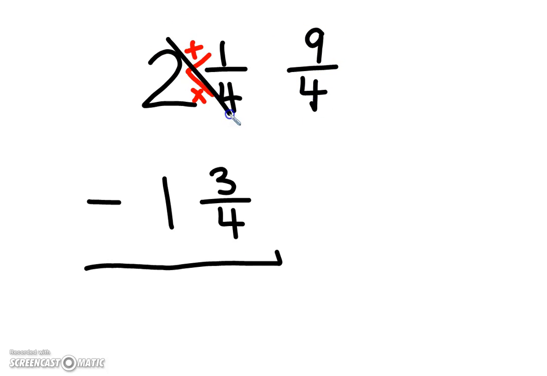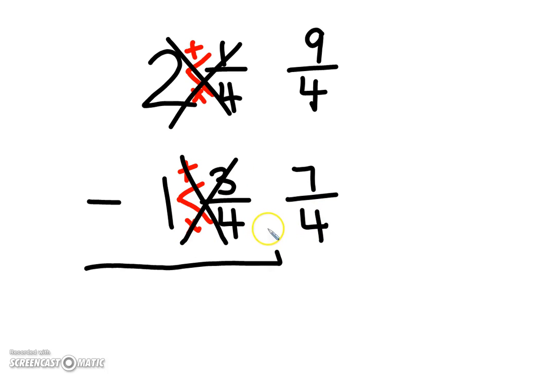Okay, so we're going to get rid of that. And then the same over here, we're going to convert 1 3/4 to improper form. So 4 times 1 is 4, plus 3 is 7. And that's fourths. Okay, we're done with this.